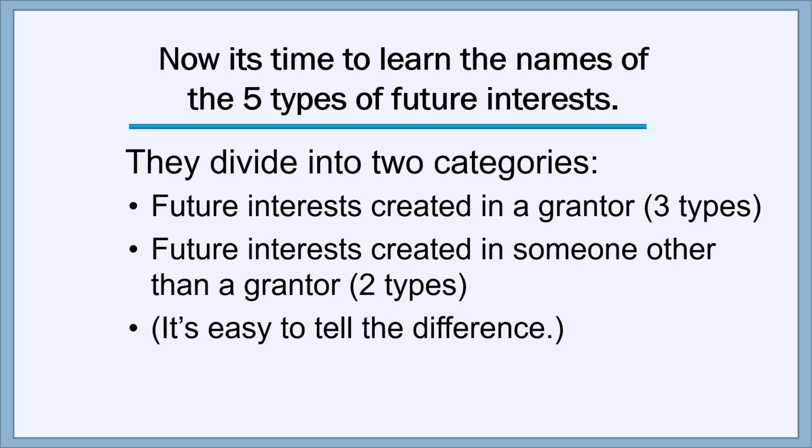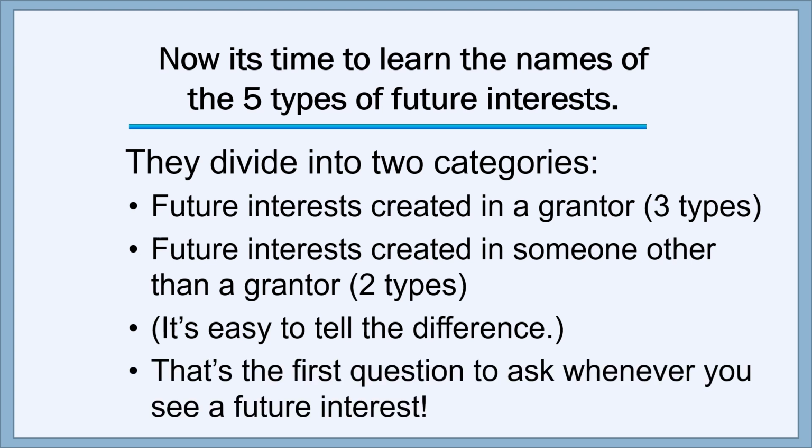Now what this means is that you need to be able to tell the difference between the 2 categories, and so the first question you always ought to ask whenever you see a future interest in any conveyance, any deed, or any will, is to say, is that future interest being created in the grantor, in which case it's one of the first 3 kinds, or is it being created in somebody other than the grantor, in which case it's one of the last 2 kinds.